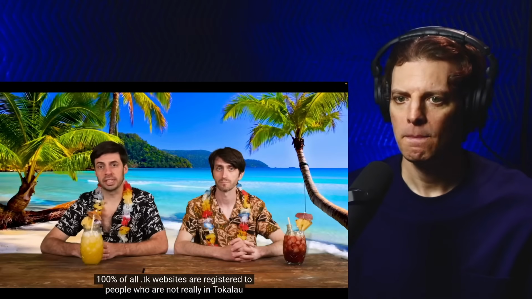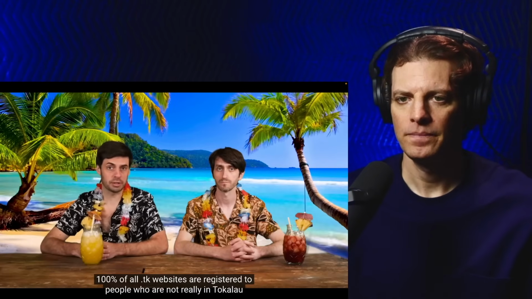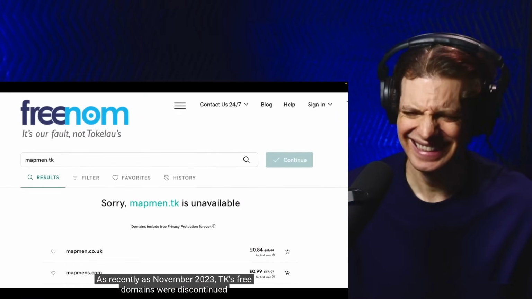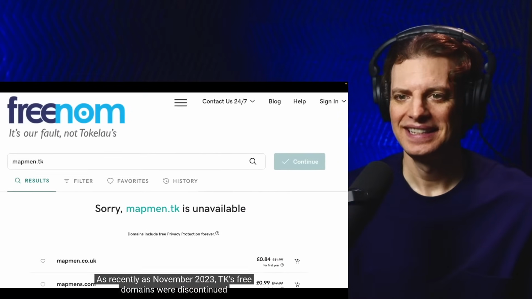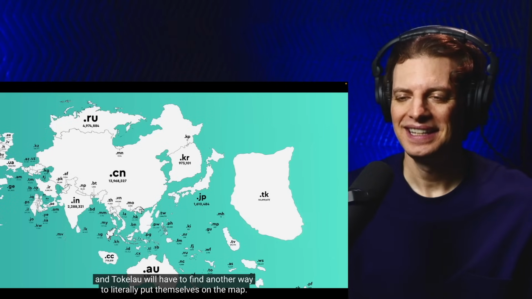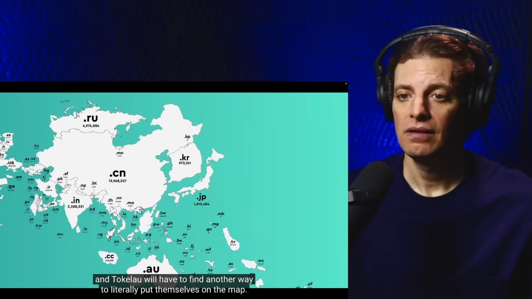Which is why, rounded up to the nearest 1%, 100% of all .tk websites are registered to people who are not really in Tokelau and have never actually been there. As recently as November 2023, .tk's free domains were discontinued, meaning this map is already out of date, and Tokelau will have to find another way to literally put themselves on the map.